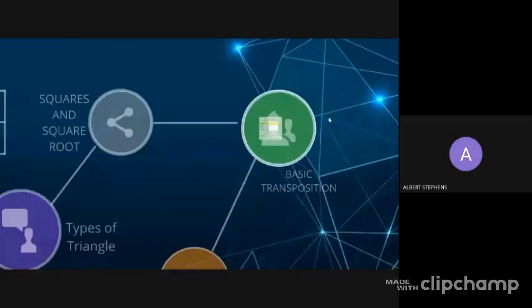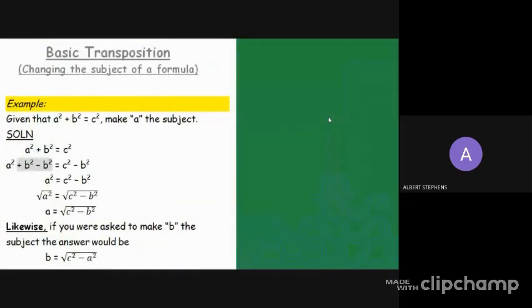All right, we're going to move on to basic transposition. Now, let's look at this example here. Now, given that a square plus b square is equal to c square, the question says make a the subject. Now, currently, c square is the subject, but we don't want c square to be the subject. We want a to be the subject.